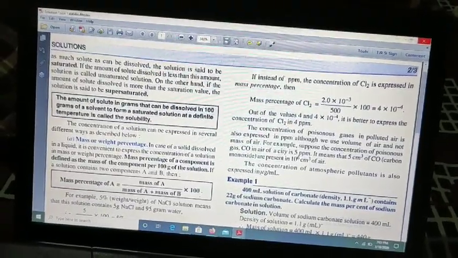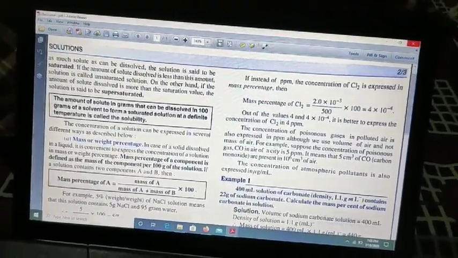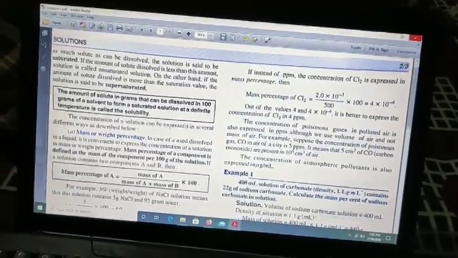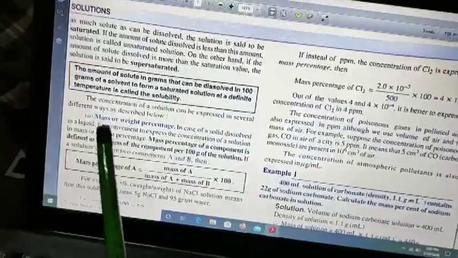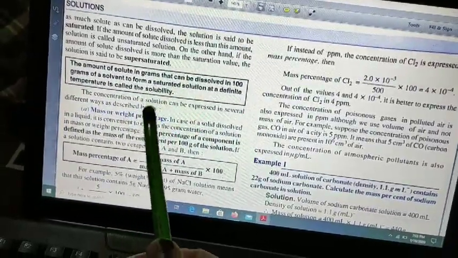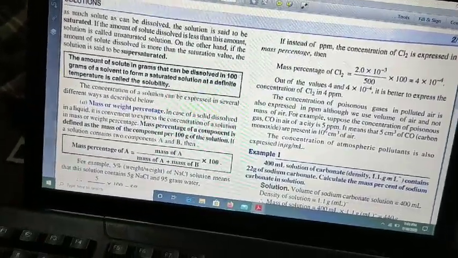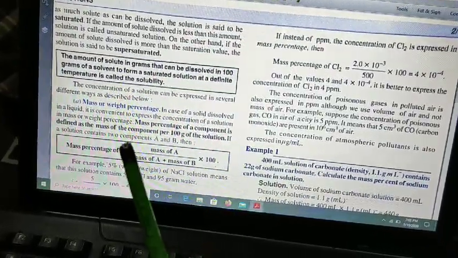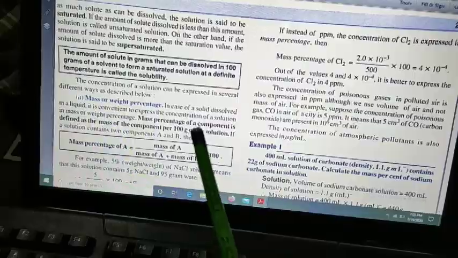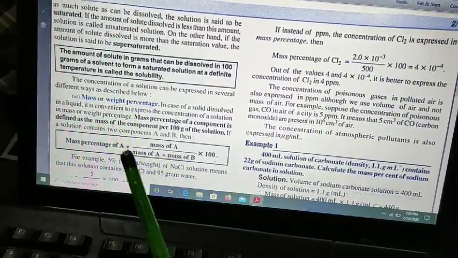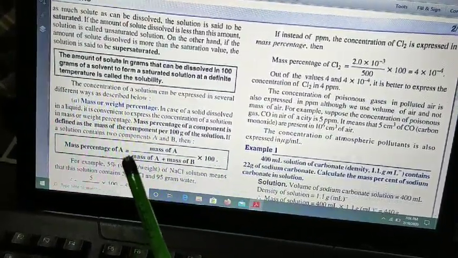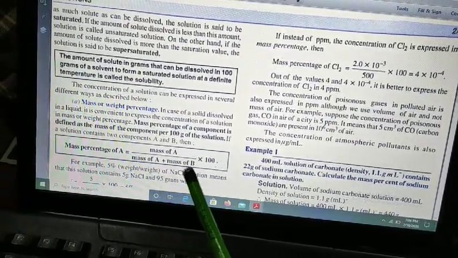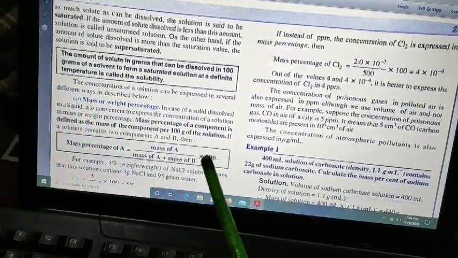Next, we'll study how the concentration of a solution can be expressed in several different ways as described below. So we need to discuss a few. For example, first, we have got mass or weight percentage. Mass or weight percentage is defined as the mass of the component per 100 gram of the solution. So it is given by this formula. Mass percentage of A will be mass of A by mass of A plus mass of B, that is, solute plus solvent, into 100.